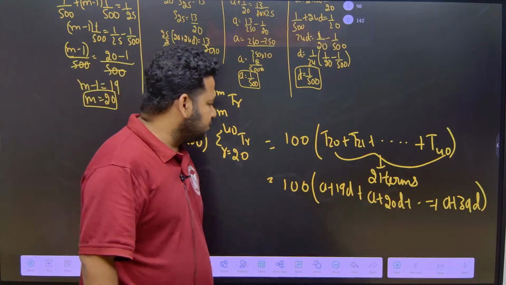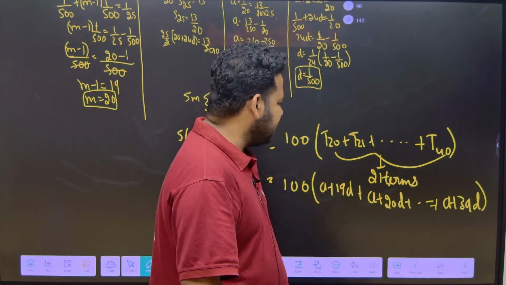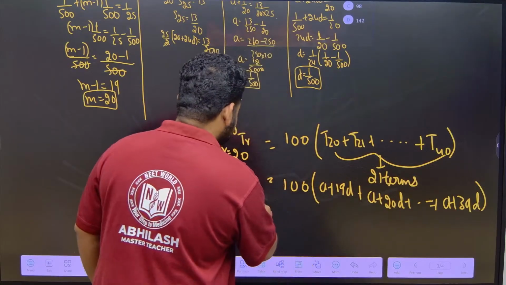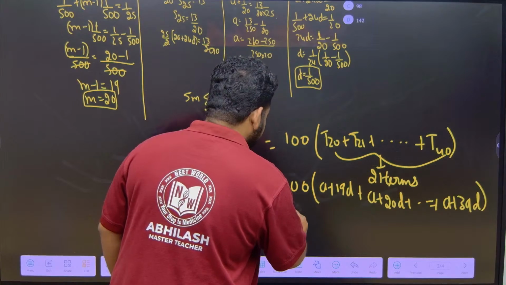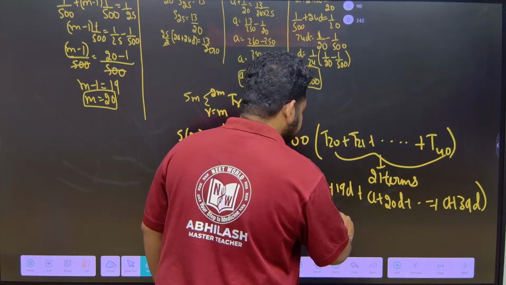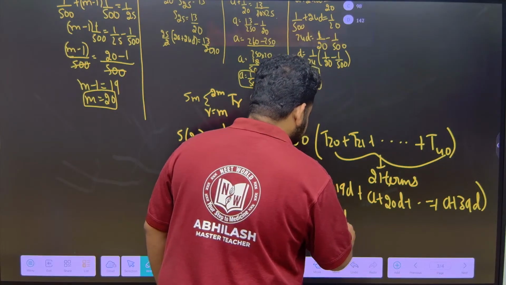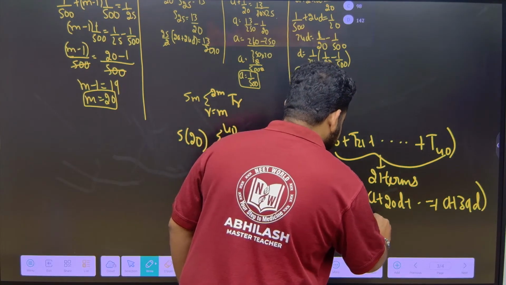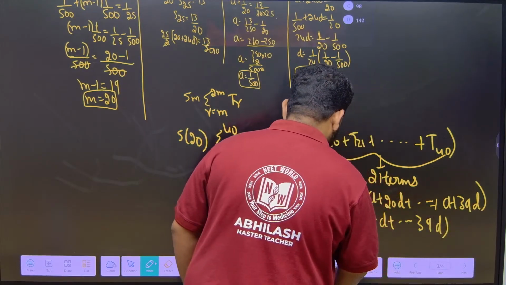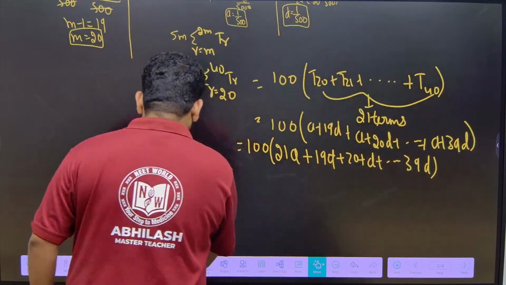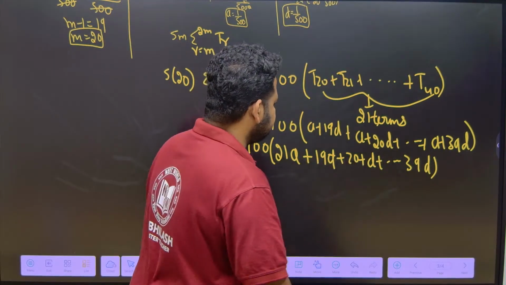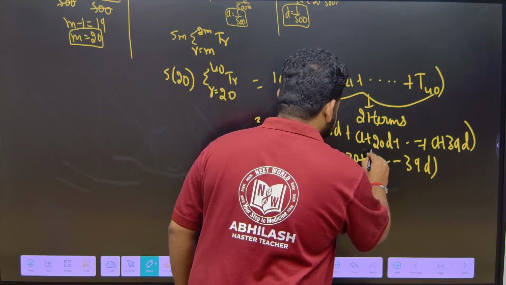So this is what we have. Now A plus A plus A, how many A's will we have? If there are 21 terms, we will have 21A. So this will be equal to 100 into 21A plus 19D plus 20D and it will go on up till 39D. This should be 20D.